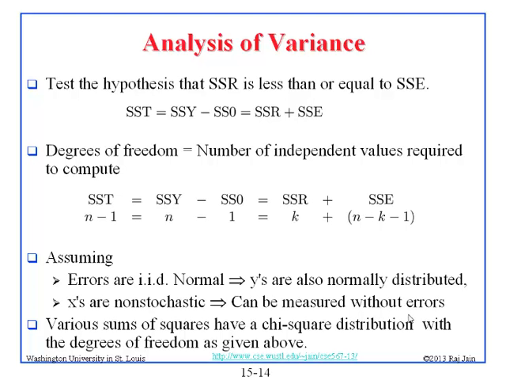Okay, so the assumptions are that errors are IID, normal, and that means Y's are normally distributed. X are non-stochastic, and the various sums of squares have a chi-square distribution, and so on.